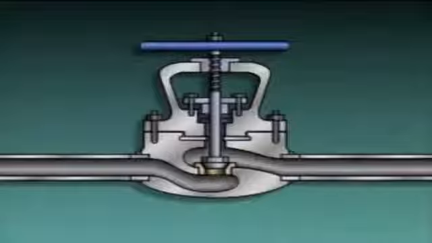Other parts of a valve may include a seating area or seat, a disc, a bonnet, packing material, a packing gland, and a stem with a hand wheel attached to it.